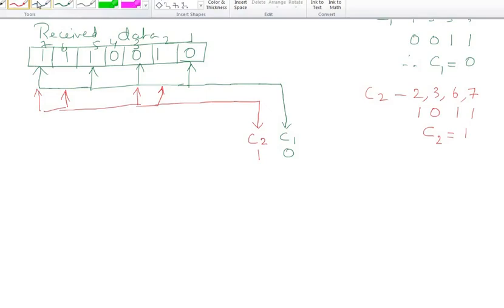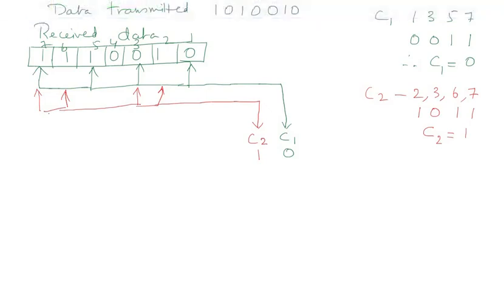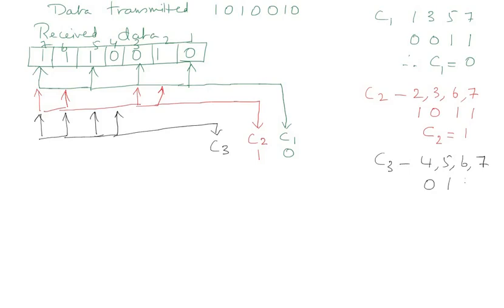Next, we'll calculate C3. To find C3 we need to consider the bit positions 4, 5, 6 and 7. 6, 7, this is 5 and this is 4. So this is the value of C3. So for C3 we need to consider 4, 5, 6 and 7. 4 is 0, 5 is 1, 6 is 1 and 7 is 1. So if you see, odd number of ones are there, so the bit to be added is 1. So that is the value of C3. So put a value of 1 here.